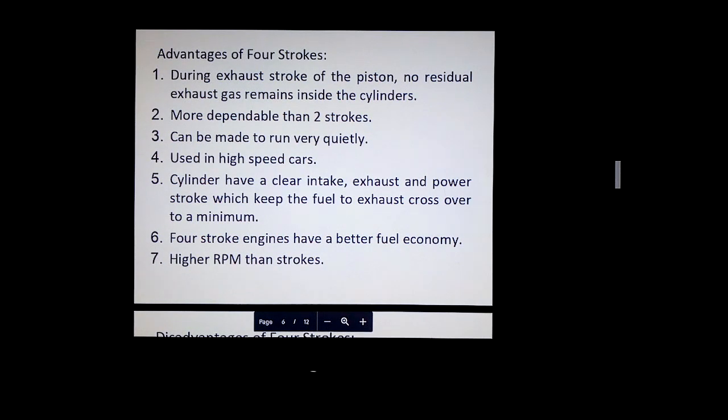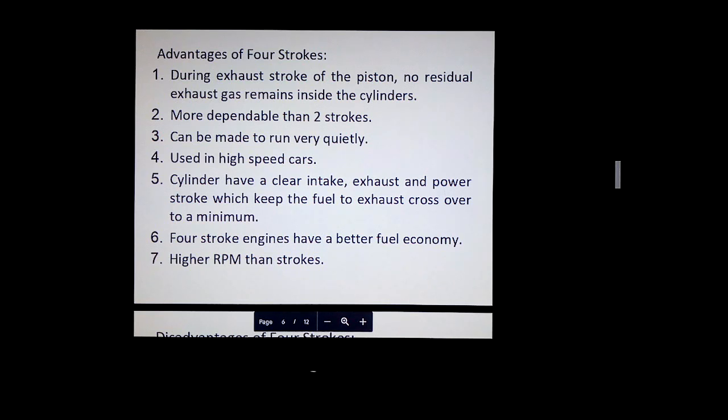Now we'll see the advantages of four-stroke engines. Number one, during the exhaust stroke of the piston, no residual exhaust gas remains inside the cylinders. Number two, more dependable than two-strokes. Number three, can be made to run very quietly. So whereas there we find a lot of sound pollution, here it is not there.